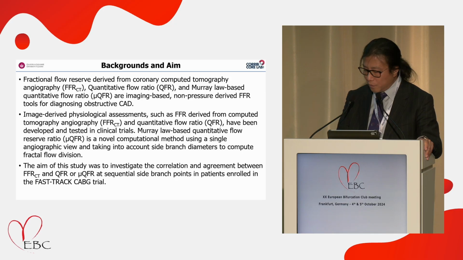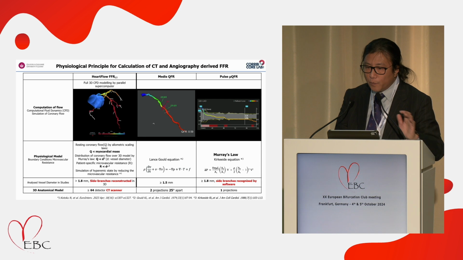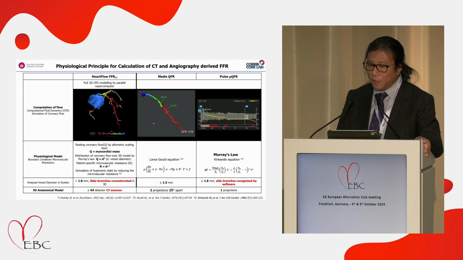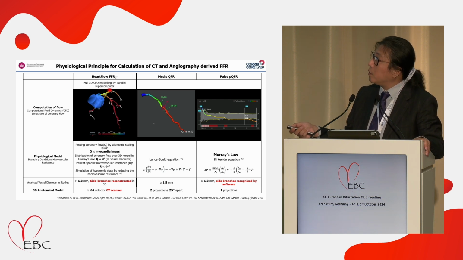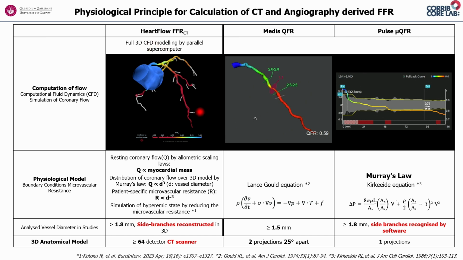So these are the physiological principles of the 3 technologies. HeartFlow is based on the CT, and the reconstruction is very complete in the sense that all the side branches and coronary arteries are reconstructed based on the CT images, which is very easy to present in a 3-dimensional reconstruction. Medis QFR is based on 2 angiographic projections, and you need to have 25 degrees apart between the 2 projections. It's based on the Lanczos equation, and a tapering model of the reference diameter, so it's only one line of the reference diameter. And for the Pulse myoQFR, Murray's law is implemented, so you can see that the reference diameter changes at the point of the bifurcation, so it accurately calculates the reference diameter.